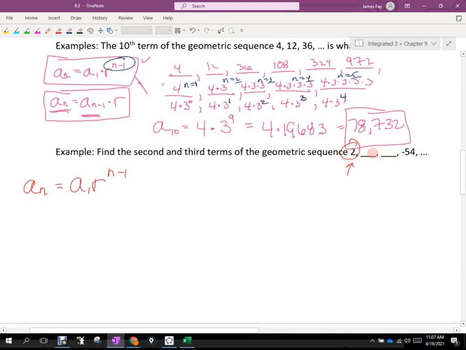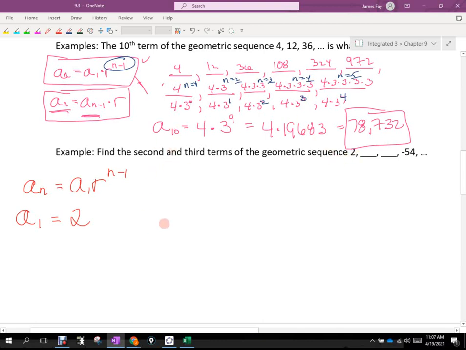So I can't take this term and divide it by 2 to get r. I can't take this term, divide by that to get r. And I can't take 54 divided by that to get r. Okay? So kind of at an impasse here on what to do. But we do have some information. We know that a sub 1 is 2. That's provided, correct?